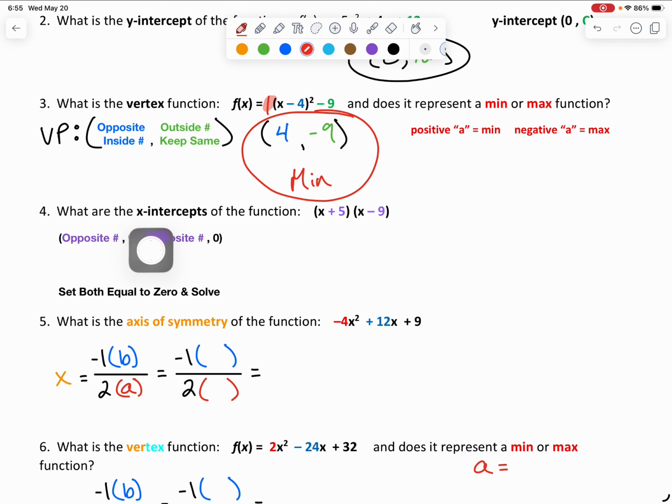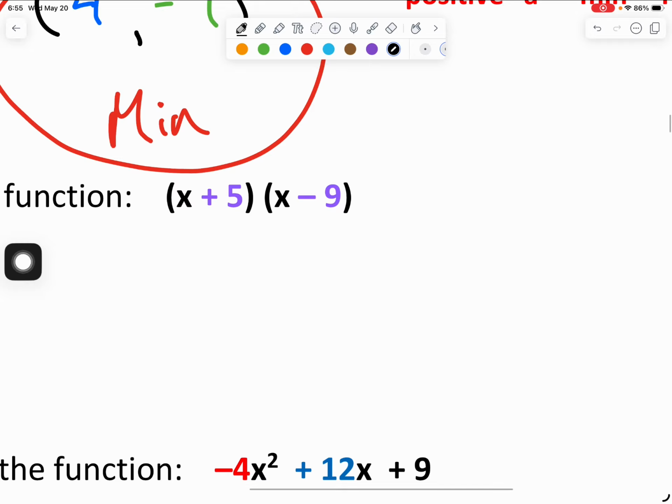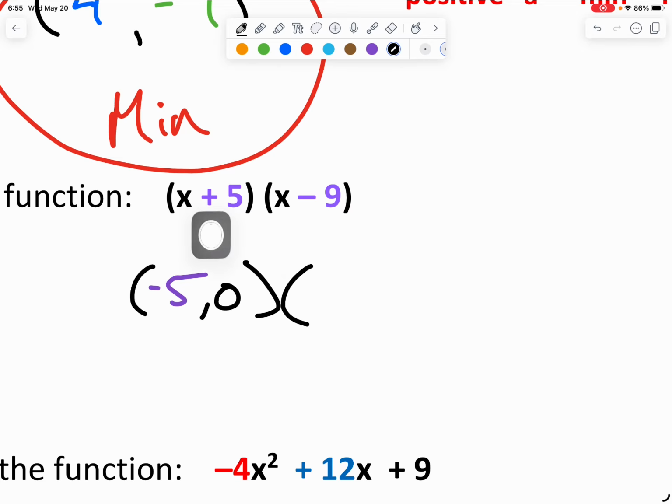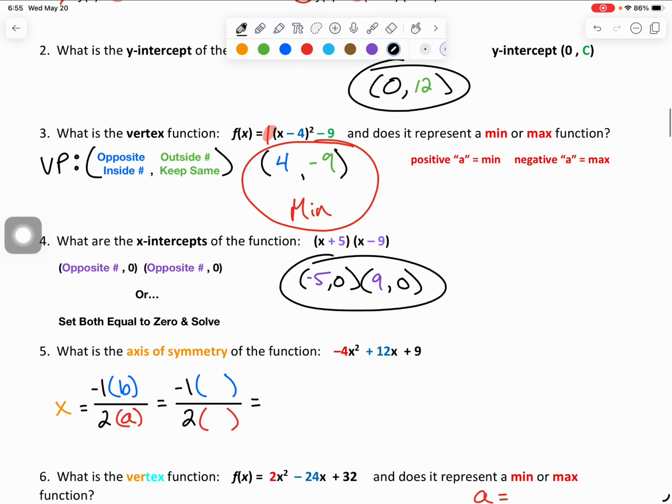Number 4, what are the x-intercepts of the function x plus 5, x minus 9? And remember, guys, if we were to set both of these equal to 0 and simply solve for them, well, we're just taking the opposite of each number and putting it with 0. So let's zoom in tight. We will write that as that positive 5 becomes a negative 5, 0. And our negative 9 becomes a positive 9, 0. Go ahead and circle your answer.